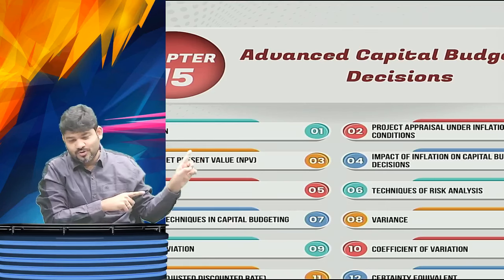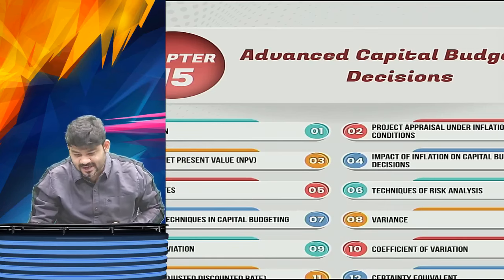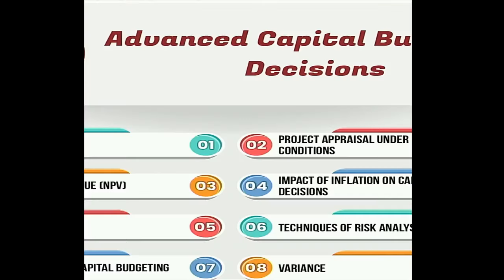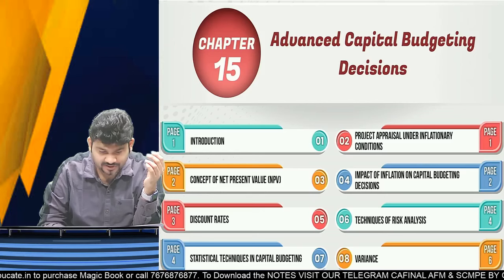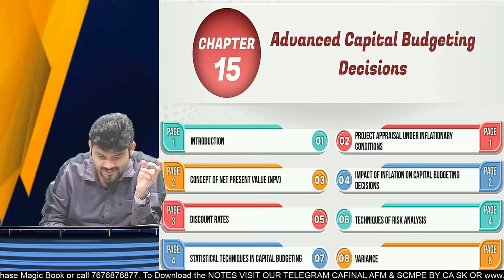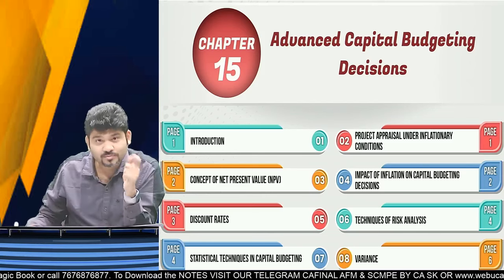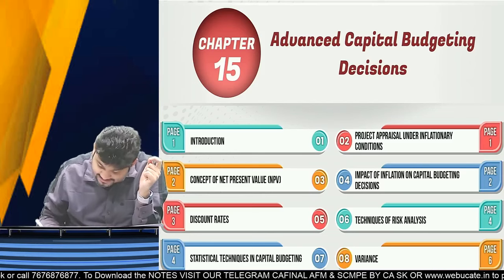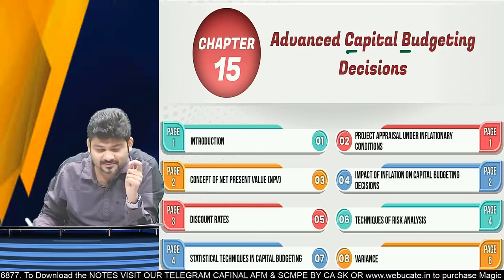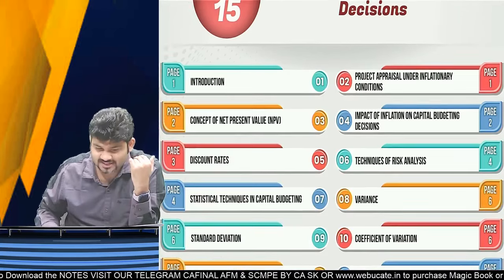So let's start the game of advanced capital budgeting. The first thing is, this is an advanced capital budgeting decision. So obviously, by default, ICAI assumes that you know what capital budgeting is, that you have obviously done in your intermediate. But still, we will start things from the basics.